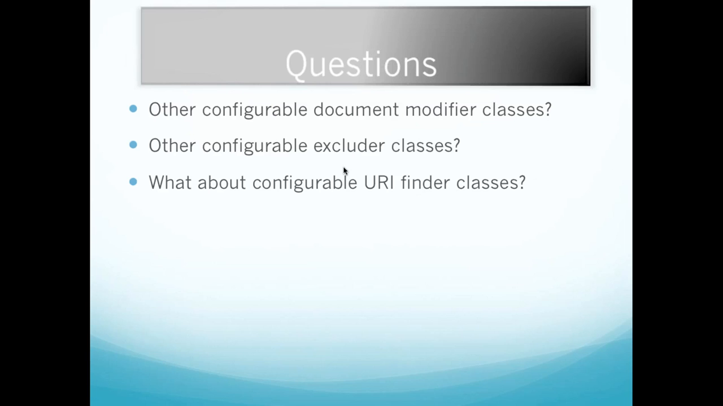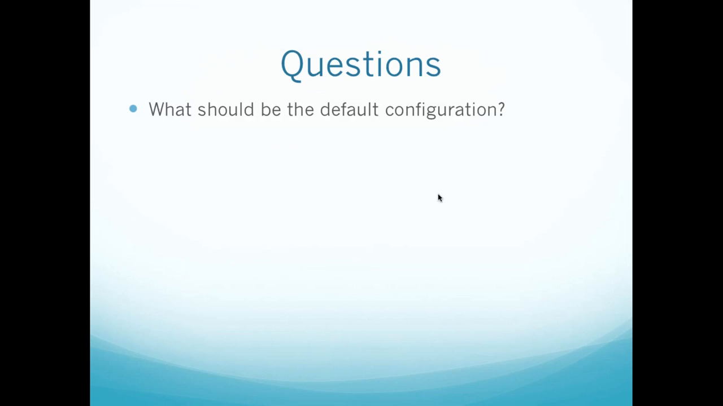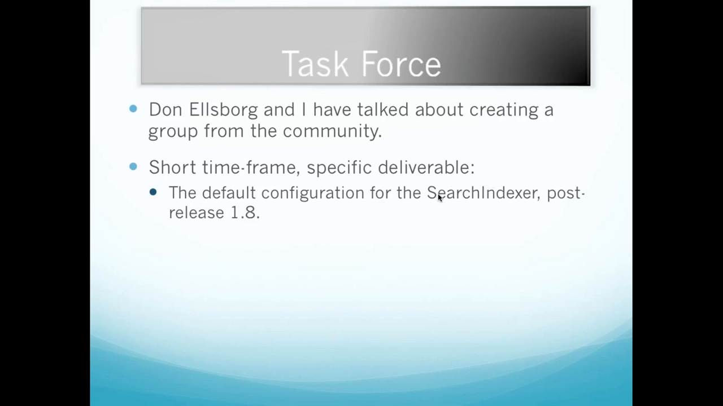Got some questions that have to be decided. What's the best way to configure these? I came up with this general purpose document modifier class. Was there a better way to do that? I didn't put any effort into generalizing the URI finders. What would be a good way to do that? There are some other questions about how we handle boost and private data. And that all boils down to the question of what should be the default configuration.